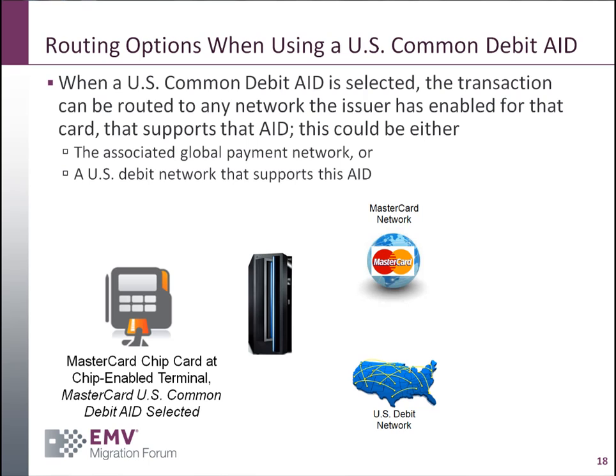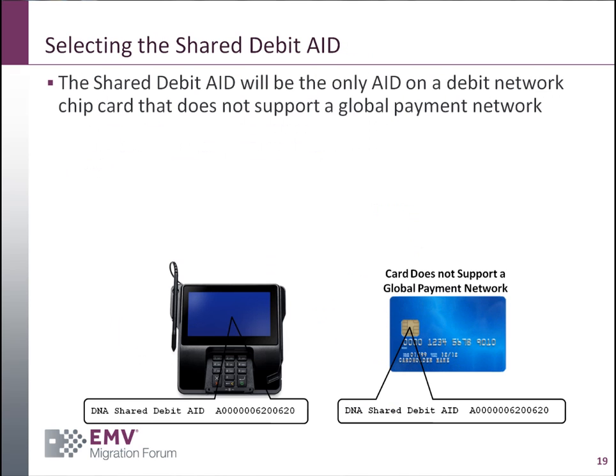When a U.S. Common Debit AID is selected for a transaction, then the acquirer can route the transaction to any network that the issuer has enabled for that card that supports that AID. This includes the global payment network that licensed the AID, as well as U.S. debit networks that have licensed that AID.